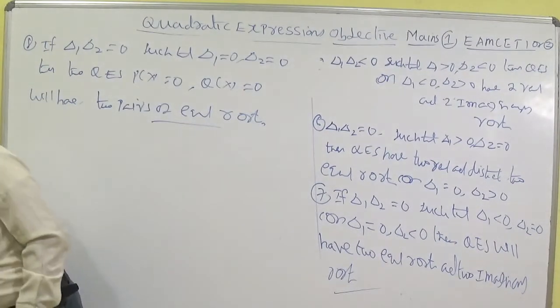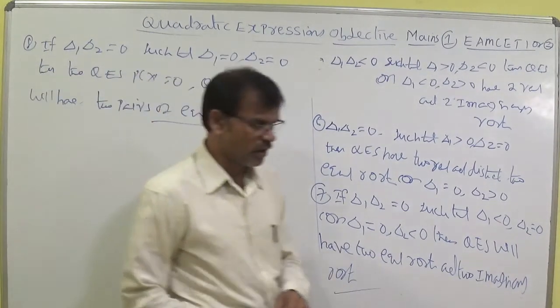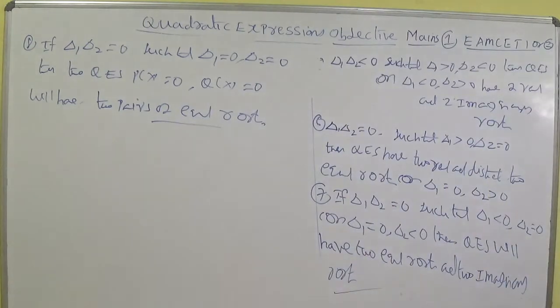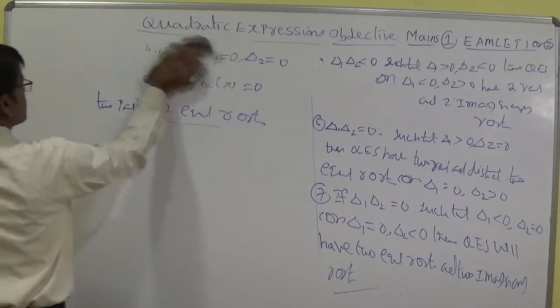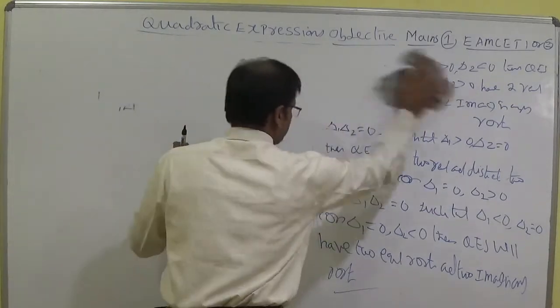Now let us discuss the characteristic of common root properties. Synopsis Roman number 1 completed. Now let us write synopsis Roman number 2.